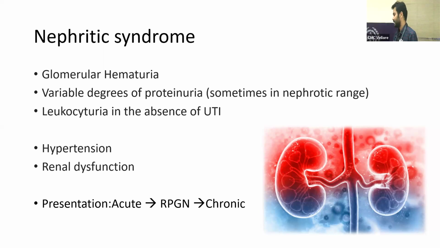Then renal failure. Renal failure is also common in nephritic syndrome. But this nephritic syndrome can present within a few days to a few weeks, or it can present as a chronic CKD. So within a few days means it's acute. RPGN means rapidly progressive glomerulonephritis. That means within a few days to weeks actually. So chronic means it's more than 3 months actually.